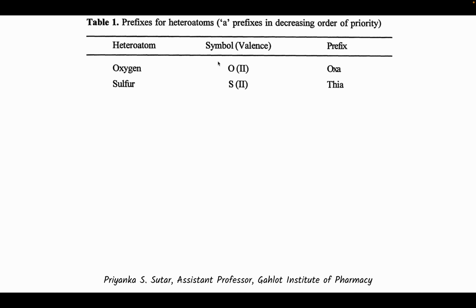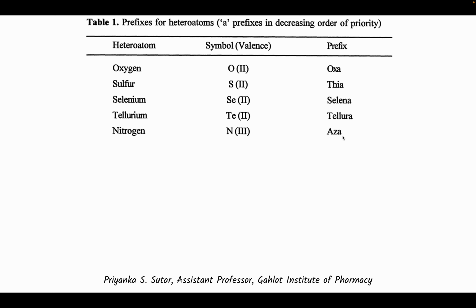The second heteroatom is sulfur. Its symbol is S and its valence is 2, and its prefix is thia. Again note that the prefix ends with the vowel A. Selenium symbol is Se, valence is 2, prefix is selena. Tellurium, Te is the symbol, valence is 2, tellura is the prefix. And if the heteroatom is nitrogen, then its symbol is N, valence is 3, and the prefix is aza.